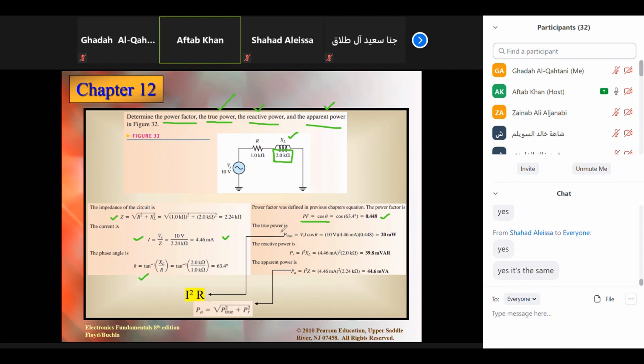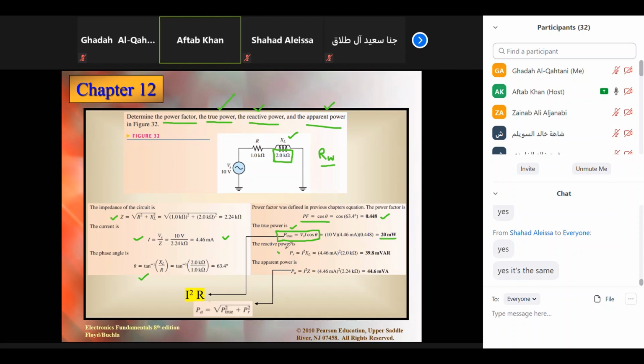Now they are asking for true power. Either I should know RW, the winding resistance, or true power can also be calculated by this formula if you know the power factor: P true is equal to Vs I cos theta. This is exactly the same formula which we discussed. Either we can calculate I square RW, or we can calculate Vs I cos theta, because RW isn't given this time, but we know the power factor, so we can apply that formula, which is now 10 volts, this one, and 20 milliwatts is the answer.